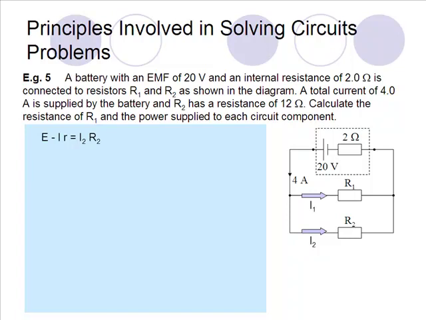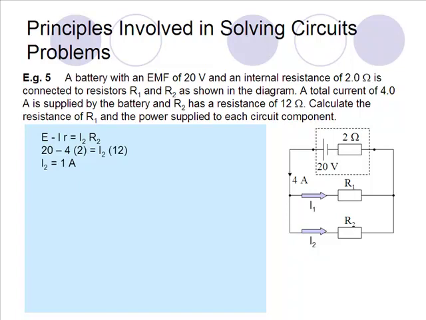With this, you substitute the values. What can you find? You can find I2, correct? E minus current multiplied by internal resistance. Are you talking about the terminal PD? Yes, correct. Good. Okay, you know your stuff.